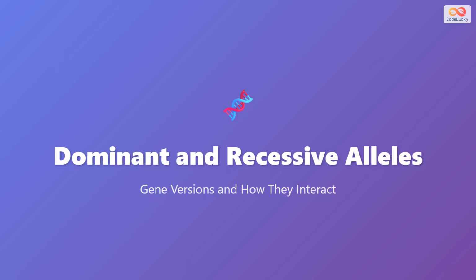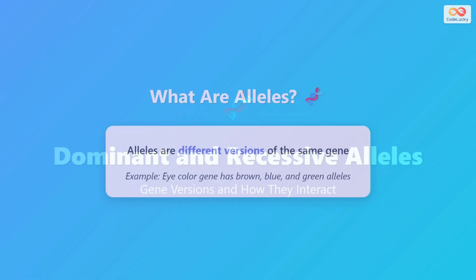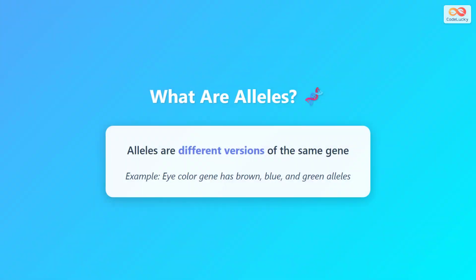Welcome to this lesson on dominant and recessive alleles. Today, you'll learn about the different versions of genes and how they interact with each other to determine the traits you inherit from your parents. Understanding this fundamental concept is key to grasping how heredity works in living organisms. Let's start with the basics.